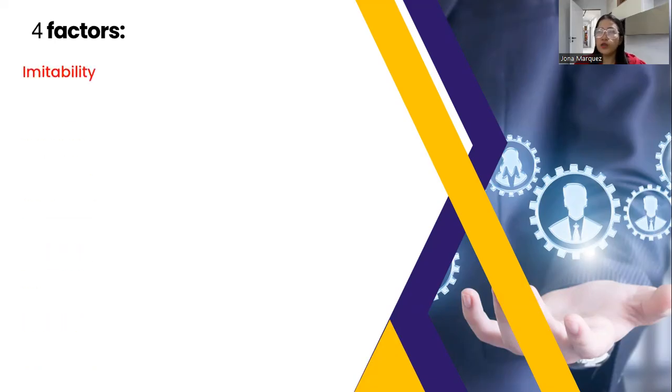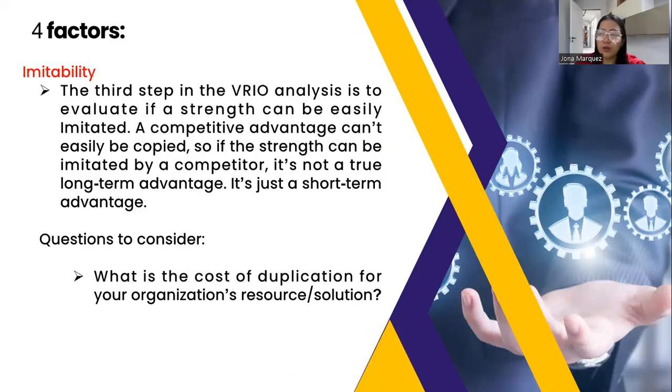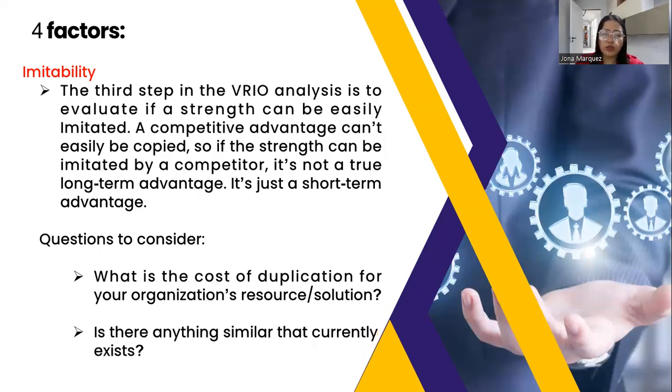Another factor is imitability. This is the third step, no? A strength is weakened if it can be easily imitated. So it evaluates the strengths of the company, whether they can be copied, no? A competitive advantage cannot easily be copied. If the strength can be imitated by a competitor, it's not a true long-term advantage. It's just a short-term advantage. So these are the questions to consider. What is the cost of duplication for your organization's resource or solution? Is there anything similar that currently exists?